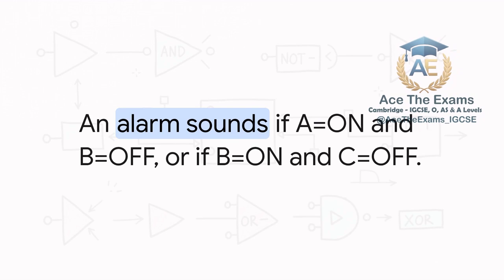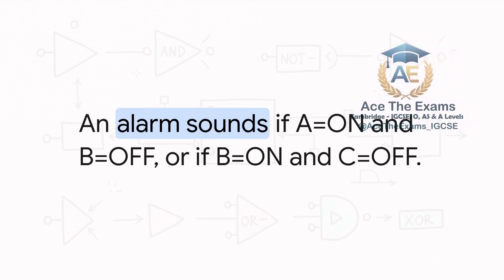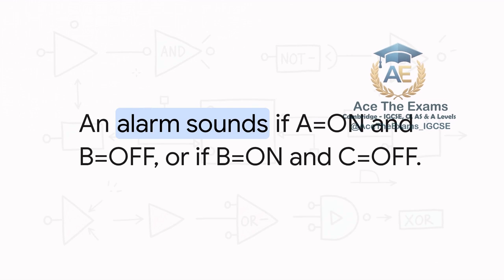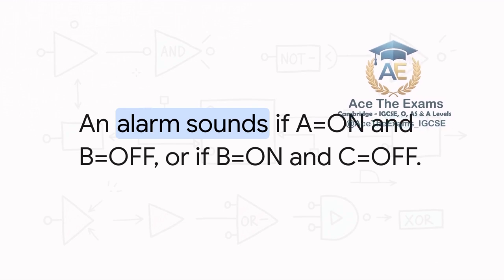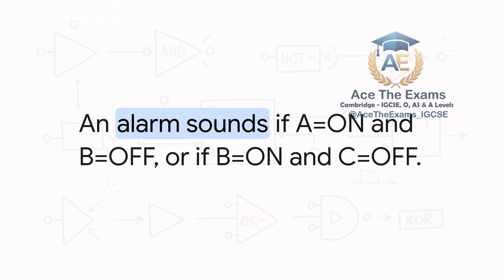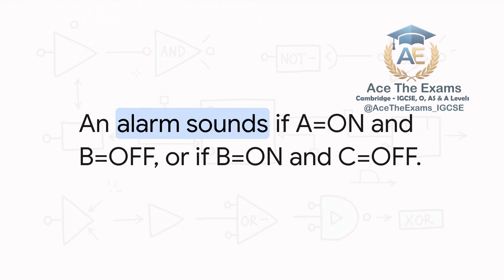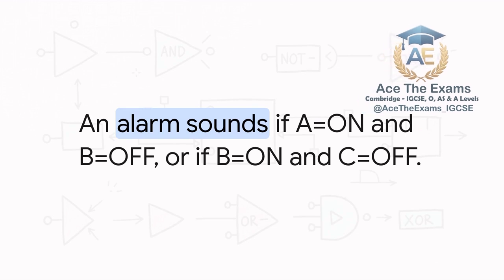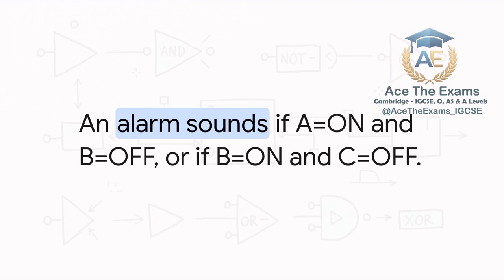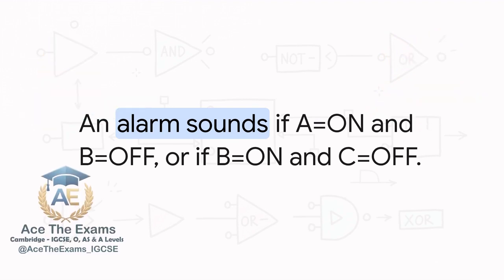So let's immediately translate this plain English into our second format, a logic expression. If we treat on as a 1 and off as a not 1, here's what we get. X equals 1 if, open bracket, A equals 1 and B equals not 1, close bracket. Or, open bracket, B equals 1 and C equals not 1, close bracket. Boom! We've just successfully translated a wordy paragraph into a super clear, logical formula.